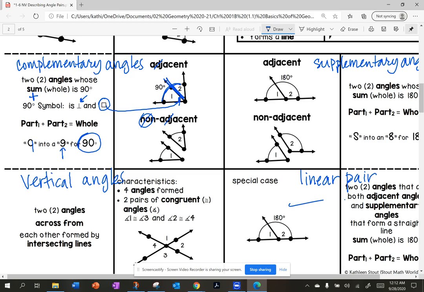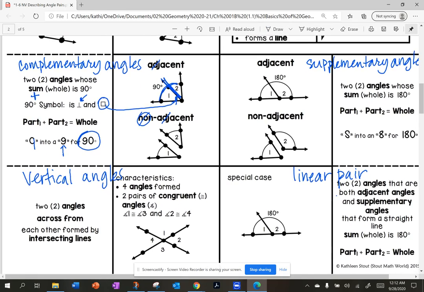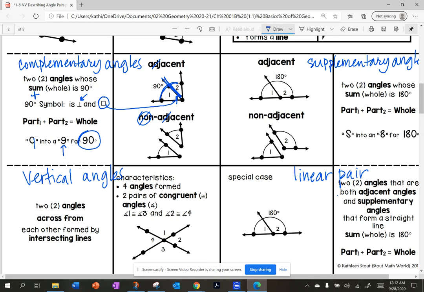Supplementary angles are two angles whose sum, so again I'm adding, is 180 degrees. So when I add my two angles, they total 180 degrees, and these can be adjacent or non-adjacent angles. And sometimes students will make the S into an 8 to help remember the sum is 180.